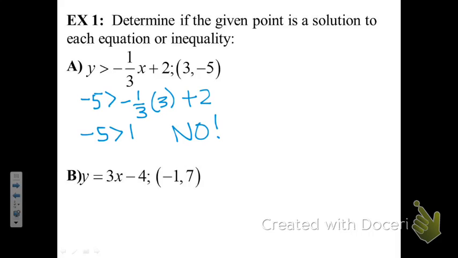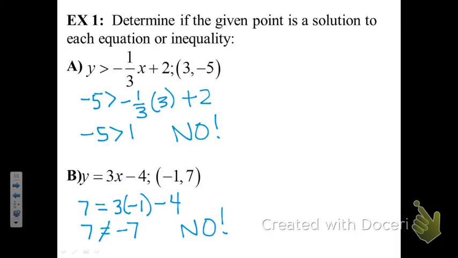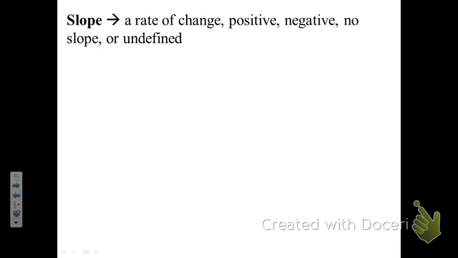So for B, we do the exact same thing. We go in and we replace the y with 7 and the x with -1, and then we solve it. So we have 7 on this side. 3 times -1 is -3, minus 4 is -7. And again, this is not true, so this is no. That means that this point here, -1, 7, does not lie on the line y equals 3x minus 4.